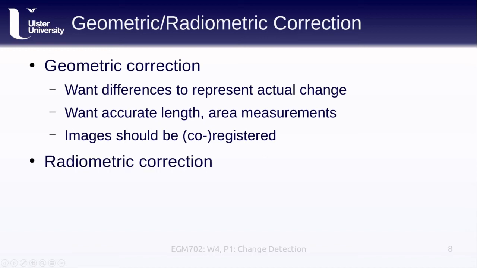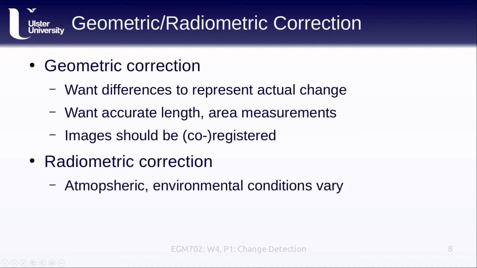We also want to make sure, usually, that our images have been radiometrically corrected for many of the same reasons as we want them to be geometrically corrected. Atmospheric and environmental conditions can vary between different images, and we want to make sure to minimize these differences as much as possible, at least for most applications. Whether or not we really need to do this, again, is going to depend a bit on the application, and you need to think a little bit about what it is that you're trying to see, what images you have available, and whether or not you really need to do this sort of correction.